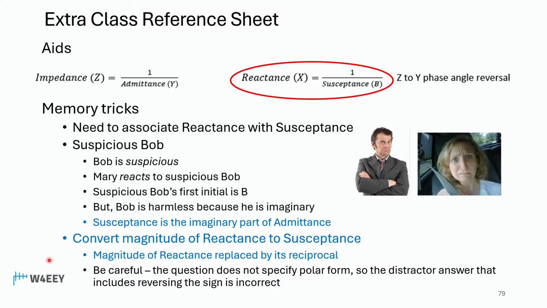So the way the pool question works here, convert magnitude of reactance to susceptance. Well, first of all, we can see that it's going to be reciprocal. That's easy. And notice that the word polar doesn't appear here, so there's nothing to do with angles. One of the distractor answers has an angle in it, so don't get tripped by that one. This question does not have polar in it, so it's not going to appear in the answer.